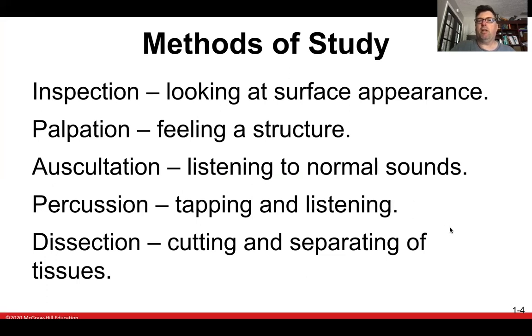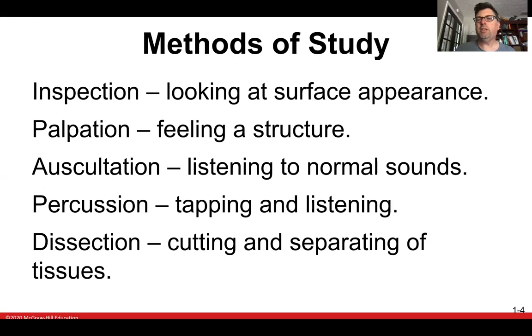Now, the methods of study include inspection, palpation, auscultation, percussion, and dissection. Now, other than dissection, these are the things that your doctor does when you go in for an exam or an office visit. Inspection, the doctor will look at you, make sure that you look good. Palpation, they'll feel in various areas, especially up around here, searching for swollen lymph nodes.